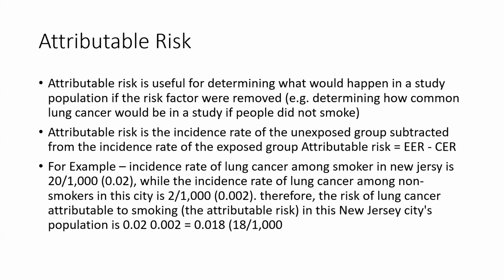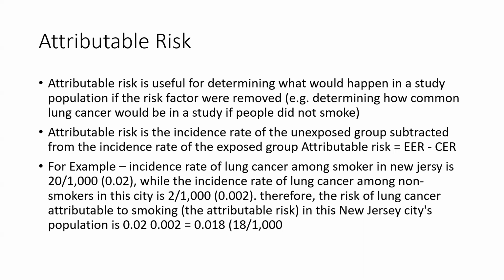Now the next is attributable risk. Attributable risk is useful for determining what would happen in the study population if the risk factor were removed. Attributable risk is the incidence rate of the unexposed group subtracted from the incidence rate of the exposed group. So the attributable risk is exposed group minus unexposed group.